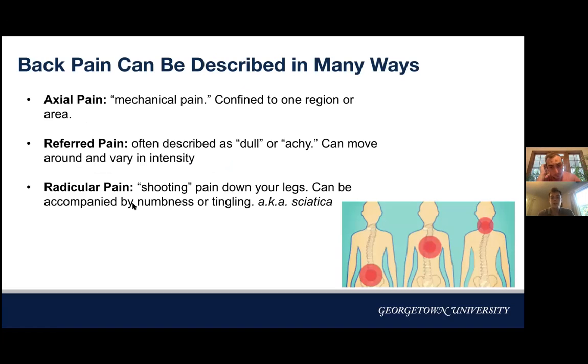In terms of describing back pain, it can be described in many ways. Mechanical pain or pain in one area is described as axial pain. Then we also have referred pain, which is more of a dull, constant, achy pain, and that can move around your back in various intensities and locations. Another pain that patients typically experience is sciatica or radicular pain. That's that feeling of electricity shooting down your legs, leaving your back and going down your legs. Radicular pain can be accompanied by numbness or tingling down your legs as well.